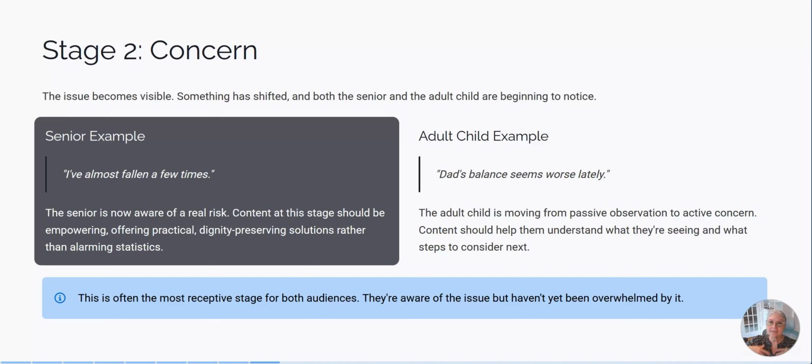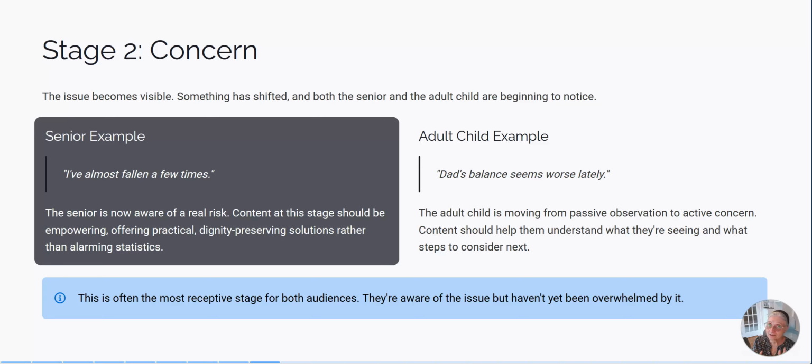You want to gently introduce the idea that if you plan for it, you can stay independent longer. So let's just fix those few issues that caused you to fall or slip. The adult child thinks, okay, dad's balance seems a little wonky. It looks a little weird now.